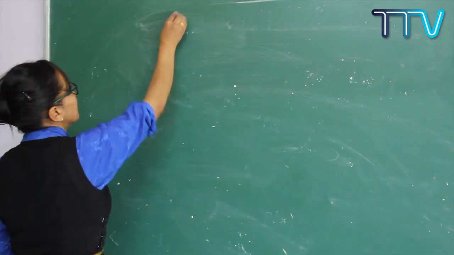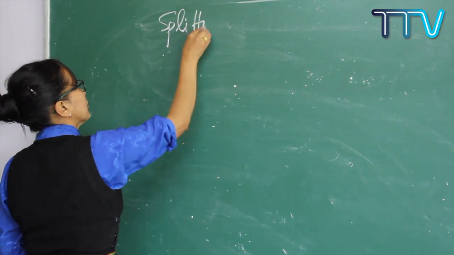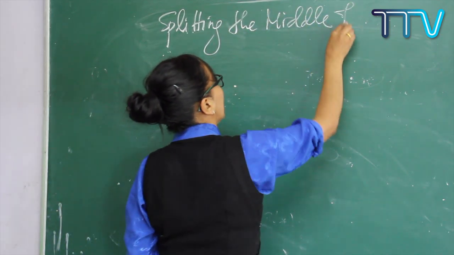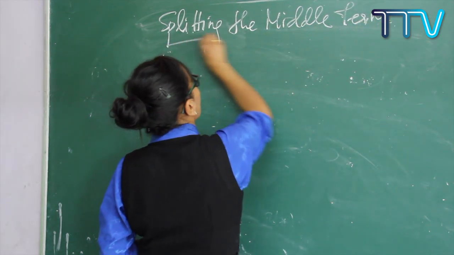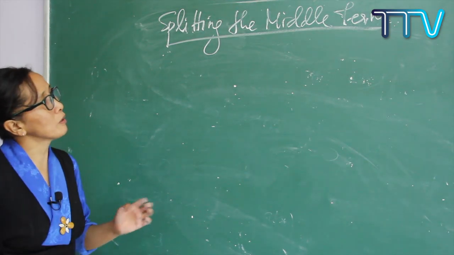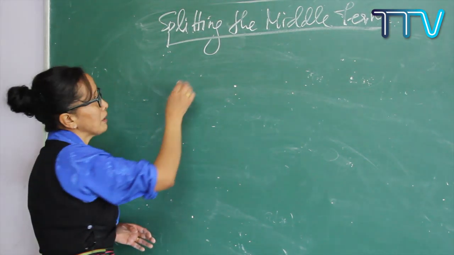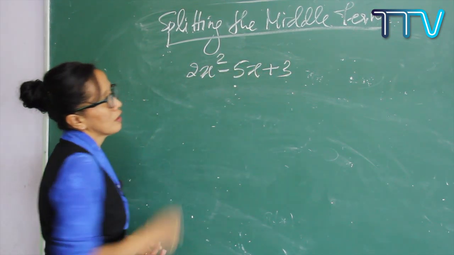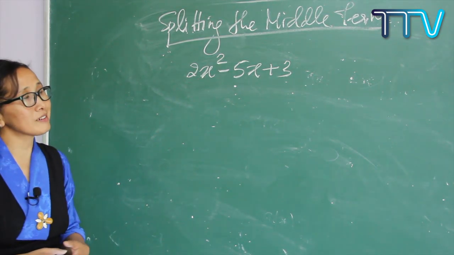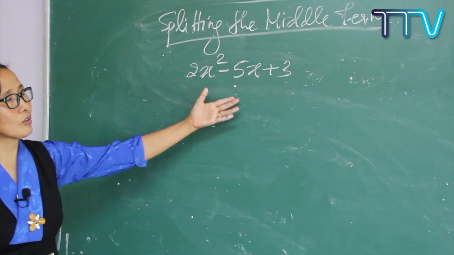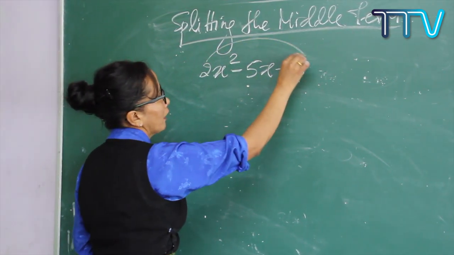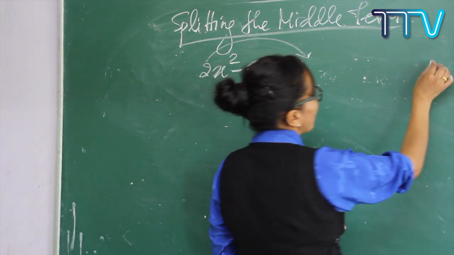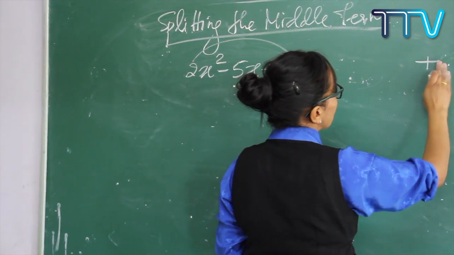Okay, let me do this. For finding the factors by using middle term splitting, let me give an example here. See, 2x square minus 5x plus 3. So how do you find the factors of this by using middle term splitting? First of all you have to multiply the coefficient of x square and the constant term. So if you multiply, how much will you get? 2 threes are 6. Positive 6 you are getting.